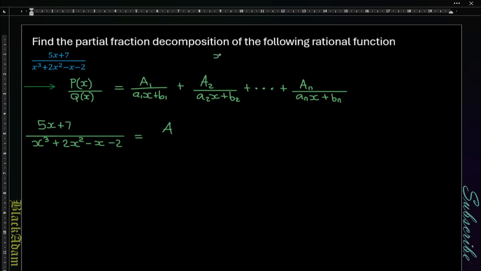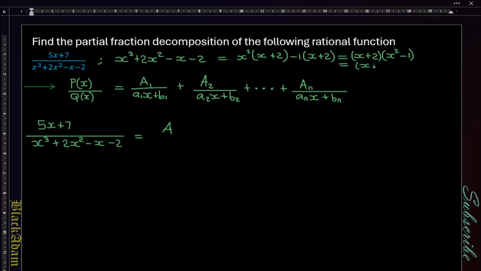Let's break down our denominator: x cubed plus 2x squared minus x minus 2. We can factor x squared out of the first two terms, and we're left with x squared times x plus 2. Then we can factor -1 out of the last two terms so that we have -1 times x plus 2. So we didn't change anything, and we can also factor x plus 2 out.